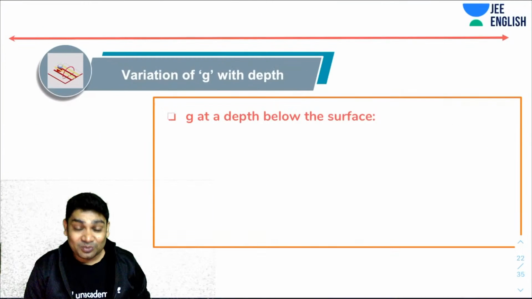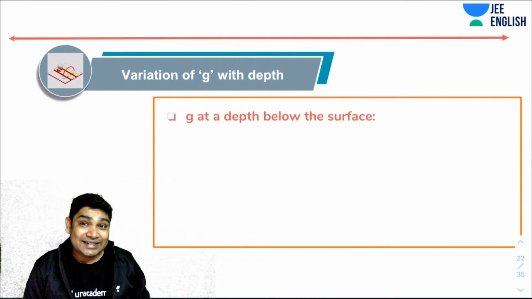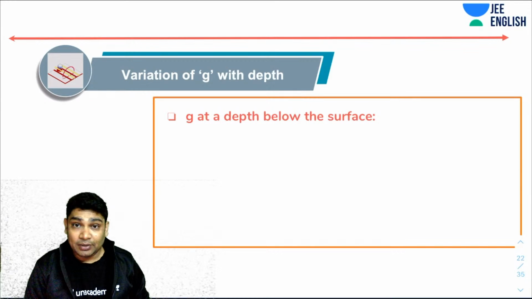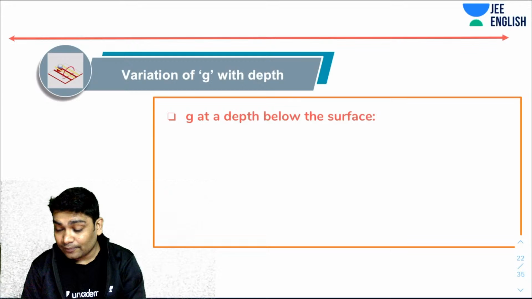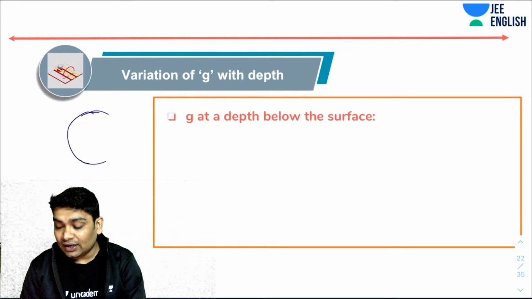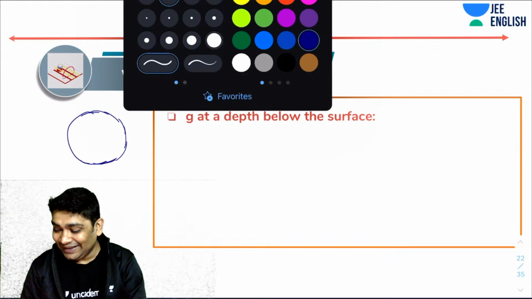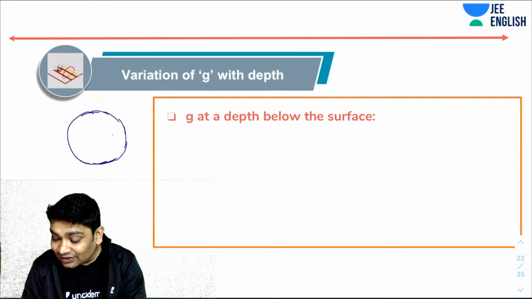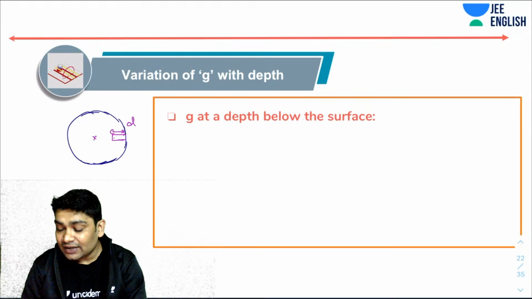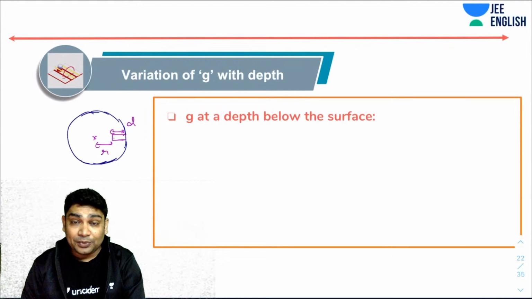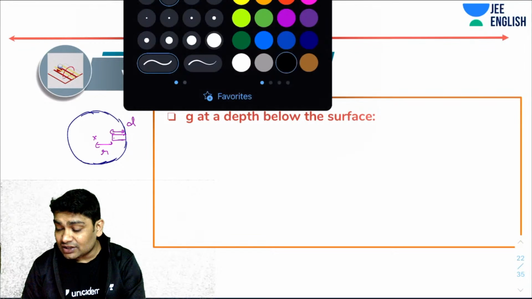All right, moving forward, let's also talk about g at a depth d below the Earth's surface. Imagine you are digging a tunnel in the Earth, and you dug a tunnel of depth d, and you want to figure out the acceleration due to gravity here at a depth d. Now you realize if you take the distance from the center to be r, then I hope you remember the acceleration due to gravity, we just discussed it.